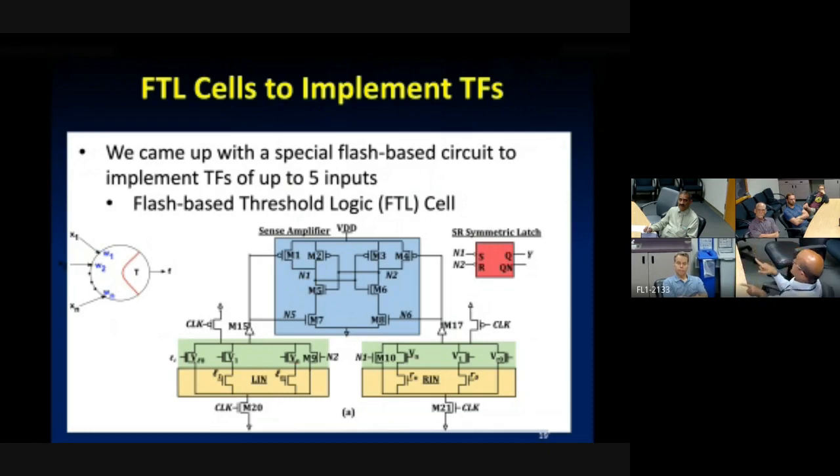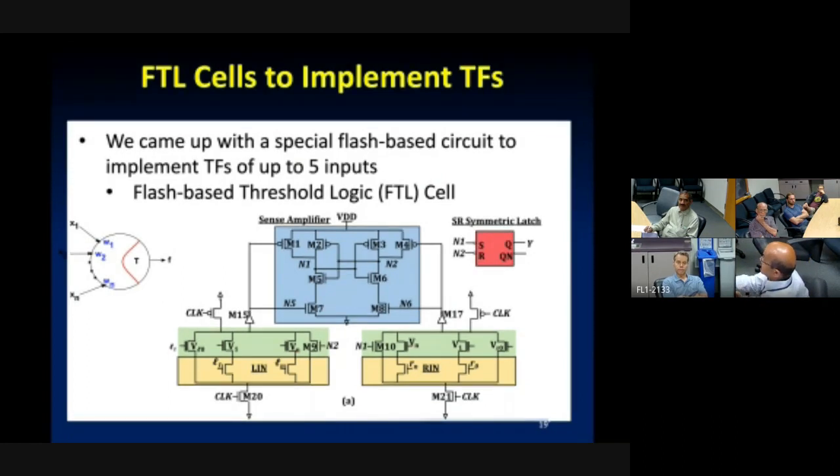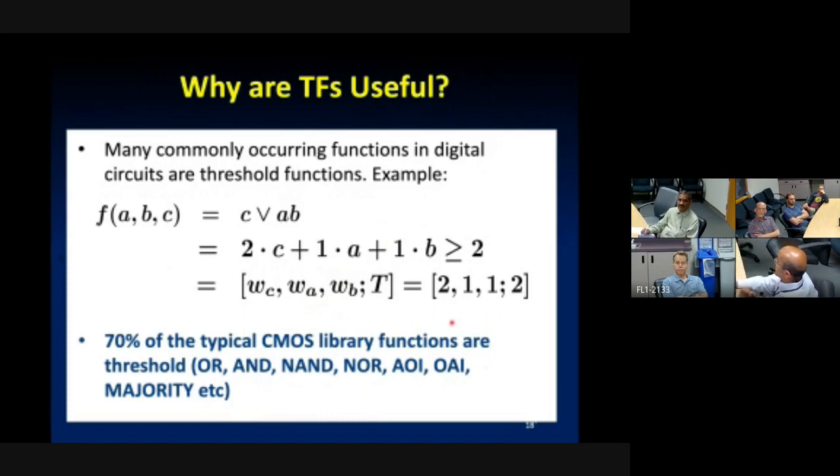And this structure is the same for any threshold logic function. So for any threshold logic function, I'll use this structure. And just by programming the flash transistors, I'll be able to implement any weight tuple that I want. So the same exact structure can implement lots of functions. In fact, the number of functions it can represent for 5 inputs is a little less than 100,000, right? That's a really large number of functions.